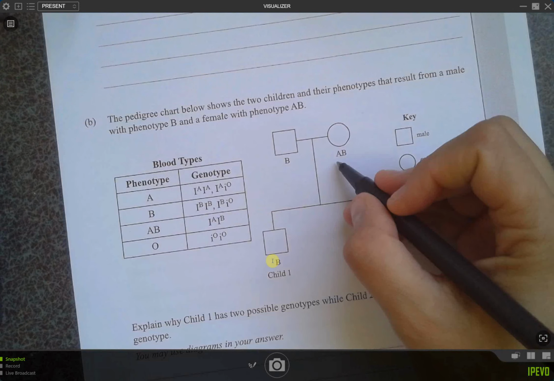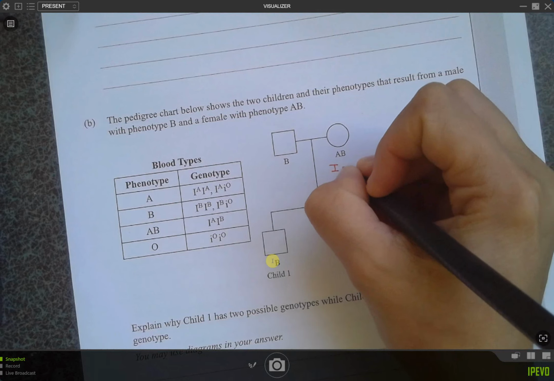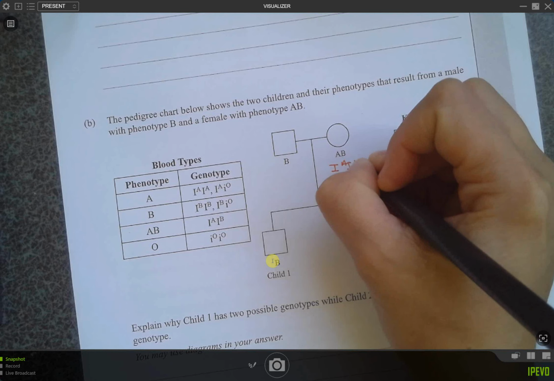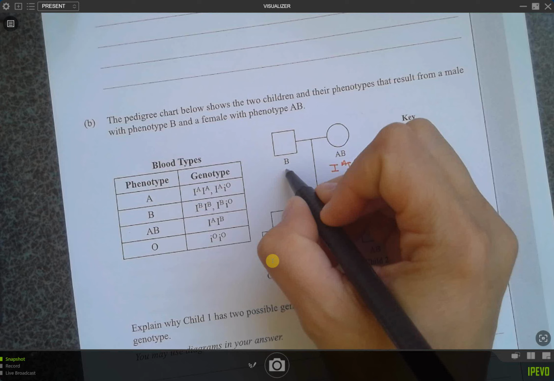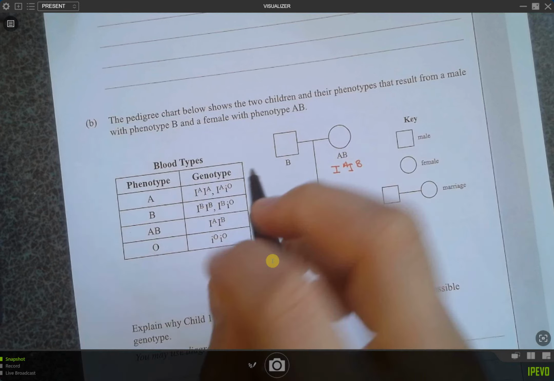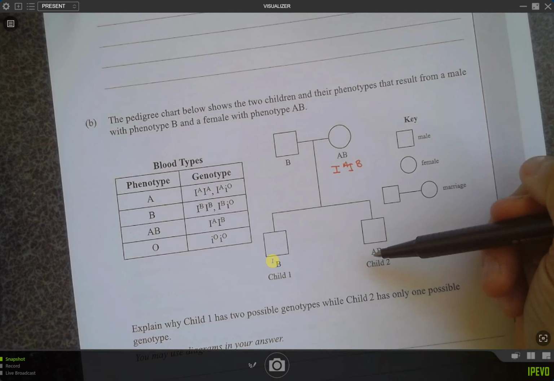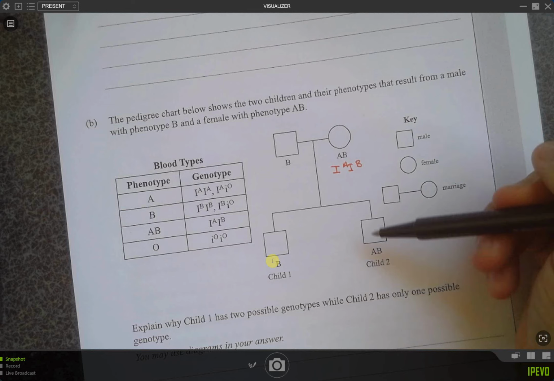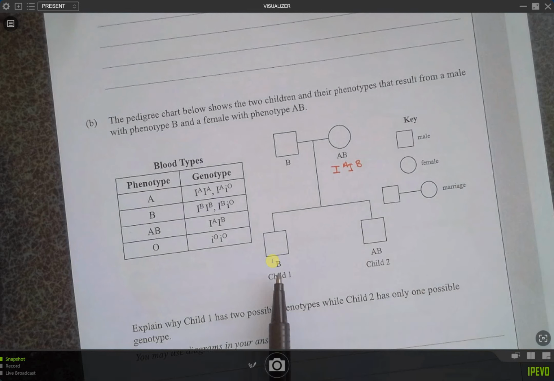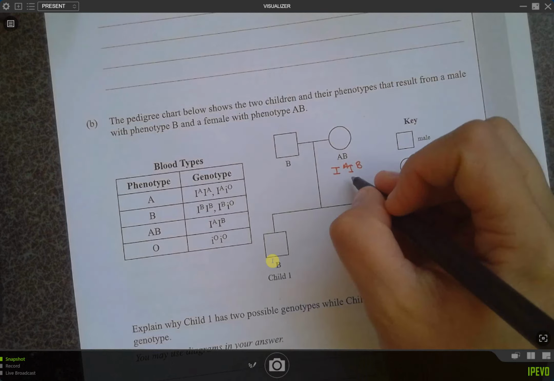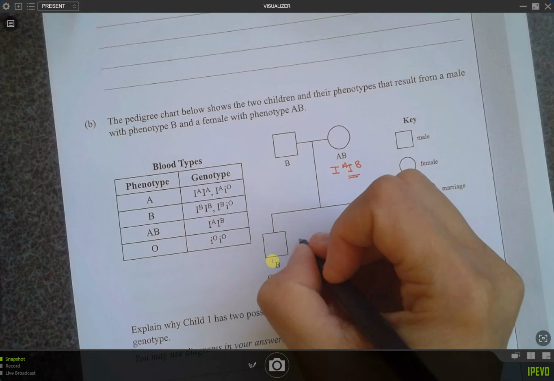So with AB, I already know the genotype for that person because they have codominance. I'm not sure what type B is right now because there's 2 possible choices, so I need the rest of the pedigree chart to figure that out. The big hint here is that I see that there's a child with type B. That is only possible in 2 ways. First off, I need to get one of those B's from the parent.